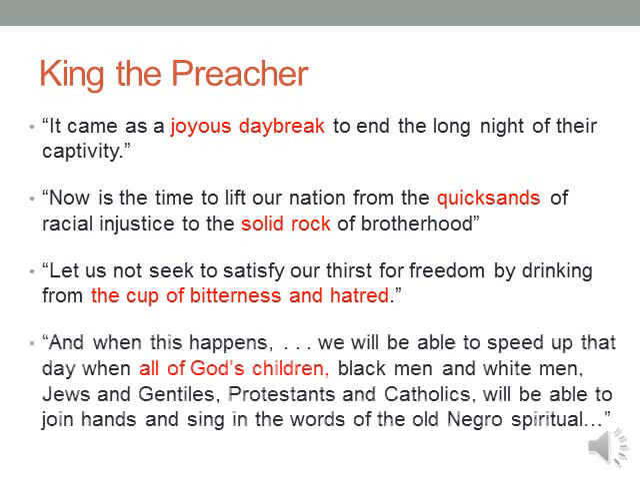And in the final paragraph, Dr. King says, "And when this happens, we will be able to speed up that day when all of God's children, black men and white men, Jews and Gentiles, Protestants and Catholics, will be able to join hands and sing in the words of the Negro spiritual," etc., etc. This is an allusion to Galatians chapter 3, verse 28: "There is neither Jew nor Greek, there is neither bond nor free, there is neither male nor female, for ye are all one in Christ Jesus."